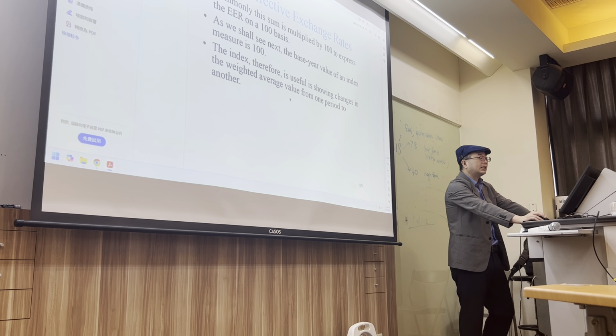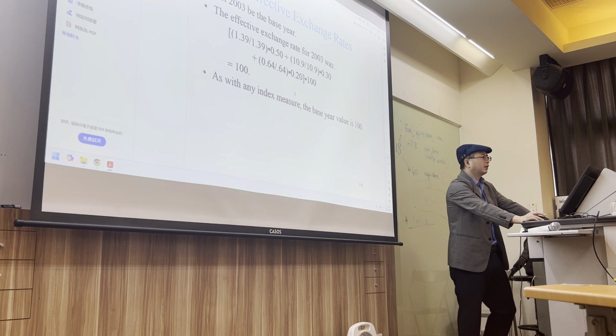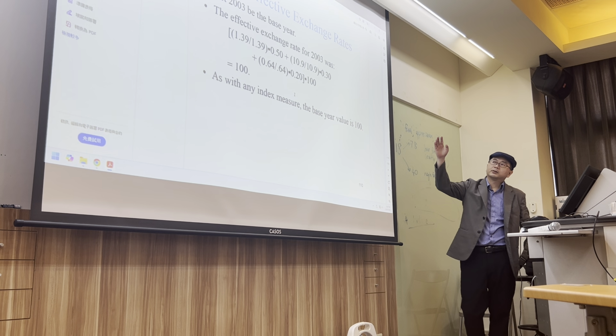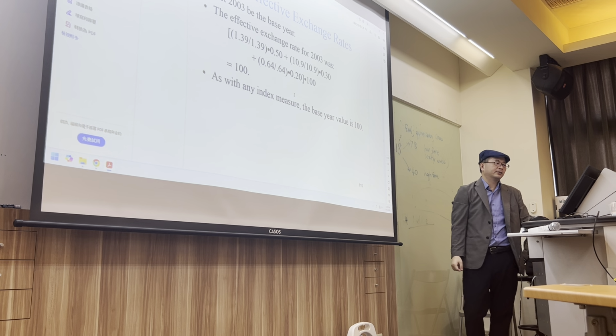And then we will see in a few seconds that the base year value of the index will be 100 in this case, okay? And the index is very useful to show the changes in the weighted average value from one period to the other. Okay? So let's assume 2003 is our base year. Okay? So let's go through the steps of the calculation.